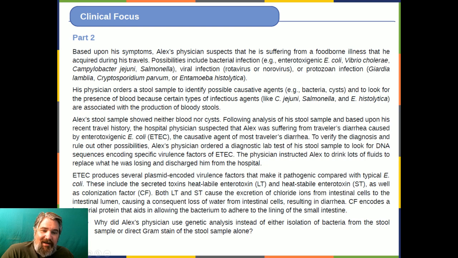So why use genetic analysis instead of either isolation of bacteria from the stool sample or direct gram stain of the stool sample alone? I already answered that. There's a whole lot of organisms involved there, and it would take you days and weeks longer than if you can just PCR for a very specific gene encoding these specific toxins. It's a lot easier to do that.